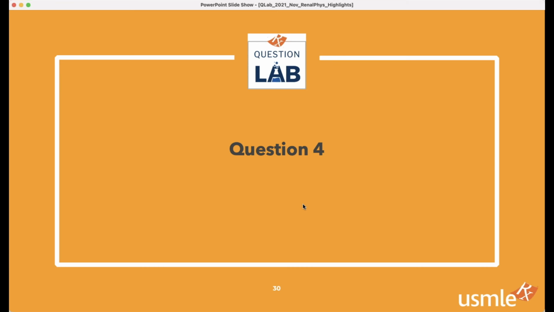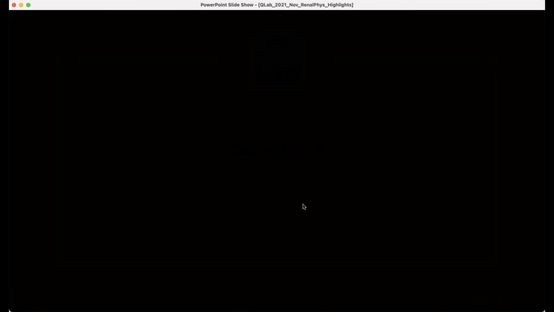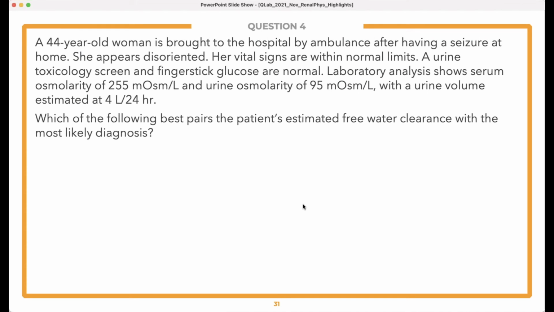So let us pull our final question of the night. Let's see what we can do to finish strong. The lead-in for question number 4 is, which of the following best pairs the patient's estimated free water clearance with the most likely diagnosis? Do your best to take that one in, and let us go and read the vignette.